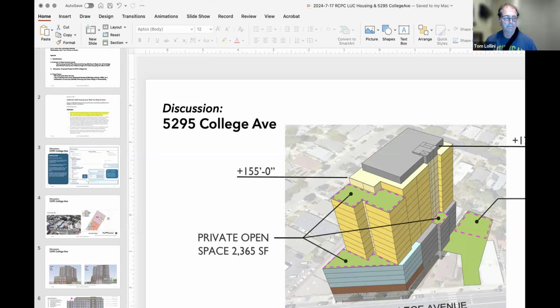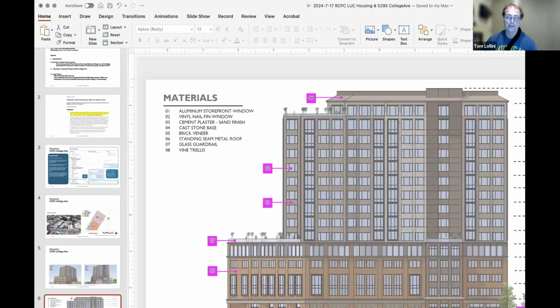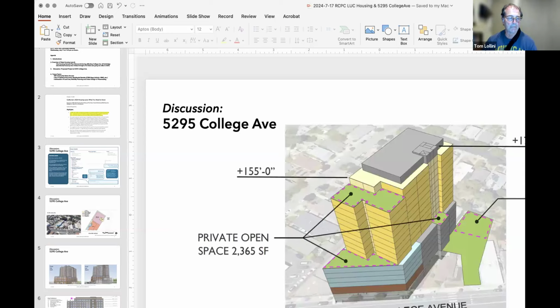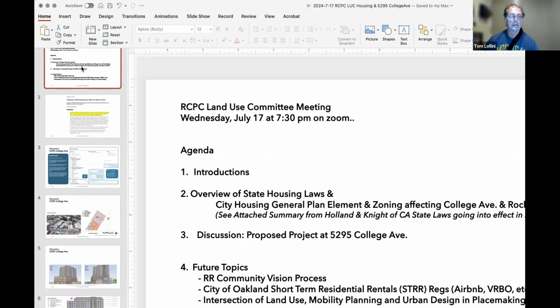Okay, good. Well, I think that covers it. I don't know if anybody got a chance to look at all these other graphics that were on the site, but obviously it's a building of significant scale for College Avenue. There's no doubt about that. And I think if I go back to my agenda, I just wanted to identify a few future topics. Are there any other topics anybody would like to discuss this evening? And we'll get out of here early.